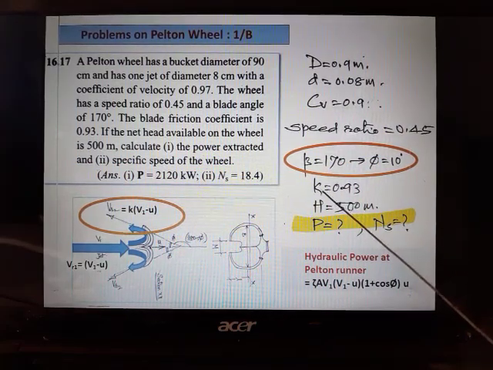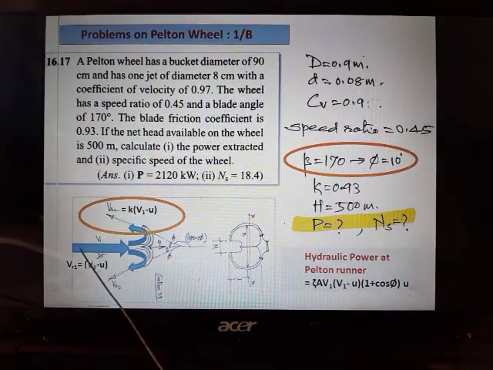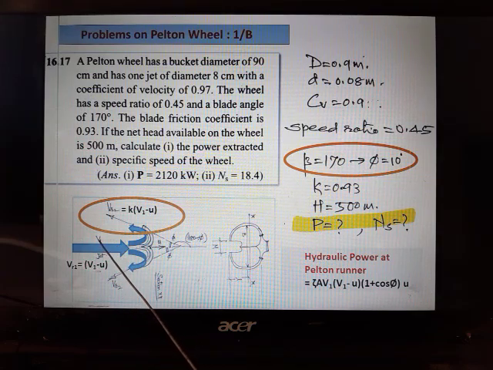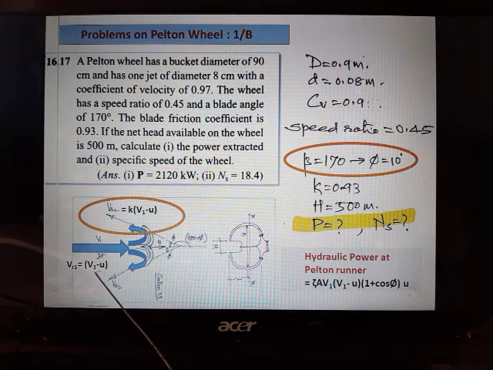Now what is K, I'll explain here. The jet is coming in with a velocity V1, the vane is moving with a velocity u, so the relative velocity with which it strikes would be V1 minus u. It strikes the vane and then again it goes that way at an angle of phi here. Whatever angle they have given as beta in the problem, 170 degrees, is this. So we know that phi is 180 minus that, so our phi becomes 10 degrees.